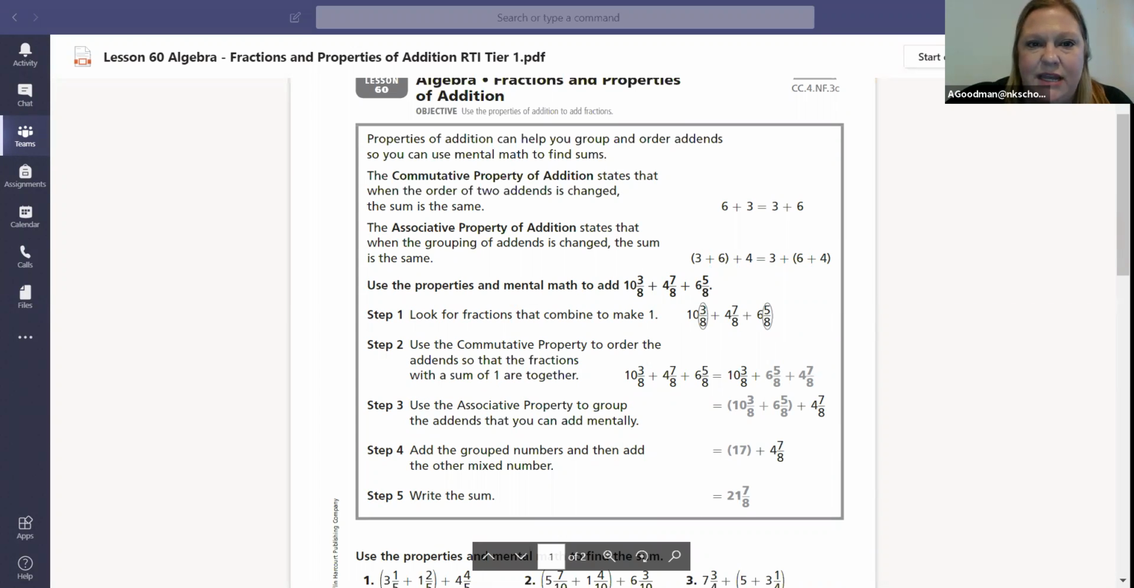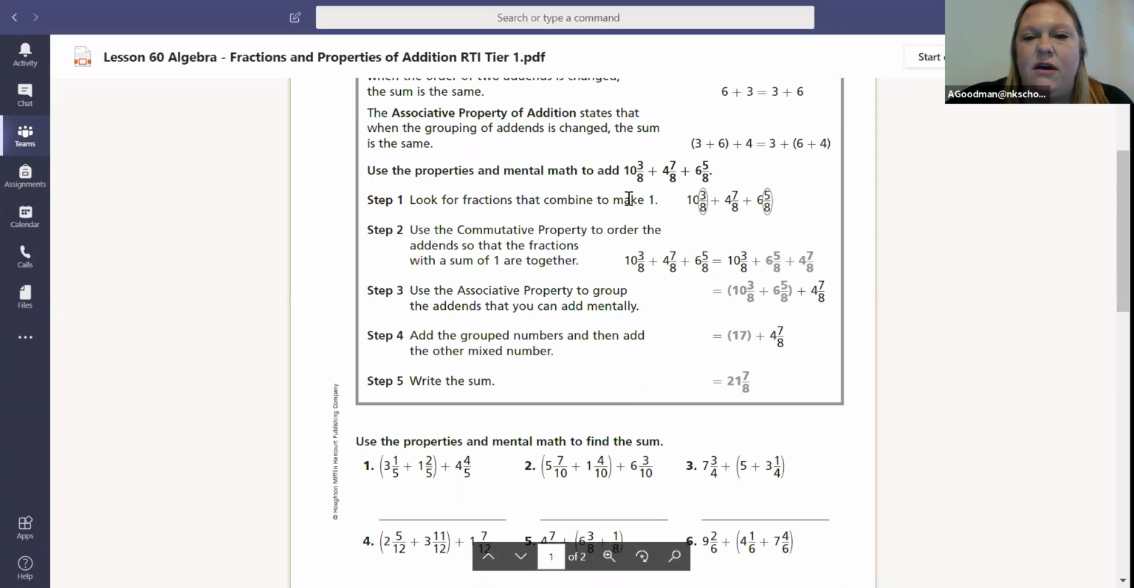So what it's saying is, when we're adding the fractions, look for the fractions that make 1. So if you're adding these three numbers right here, 10 and 3/8, 4 and 7/8, plus 6 and 5/8, I can see that 5 and 3 make 8. So I'm gonna add those together first because 8/8 is 1 whole. So I would put those together to make 8/8.